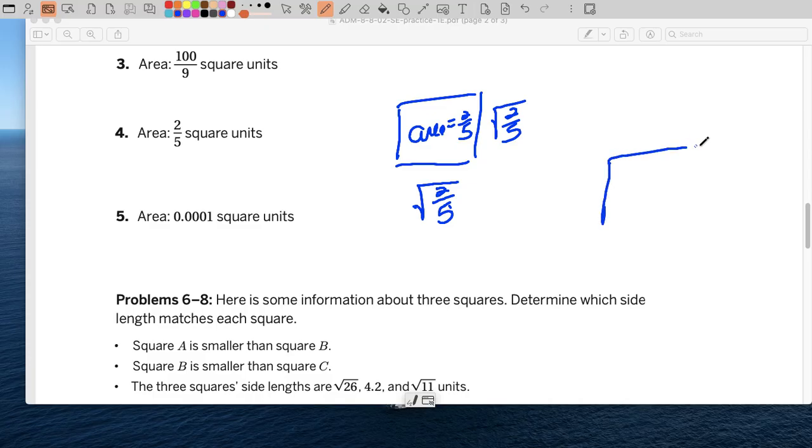The last one says, hey, the area is 0.0001. So what are the two numbers that I multiply? Well, let me see. 0.01 times 0.01. How many zeros does this have? 3. So this is actually not bad because it would just be 0.01 and 0.01. If I multiply these two, I get the answer that we want.